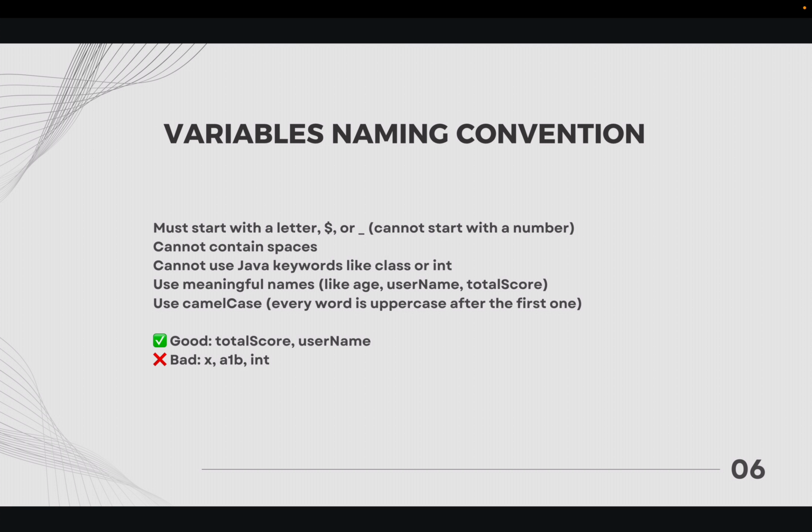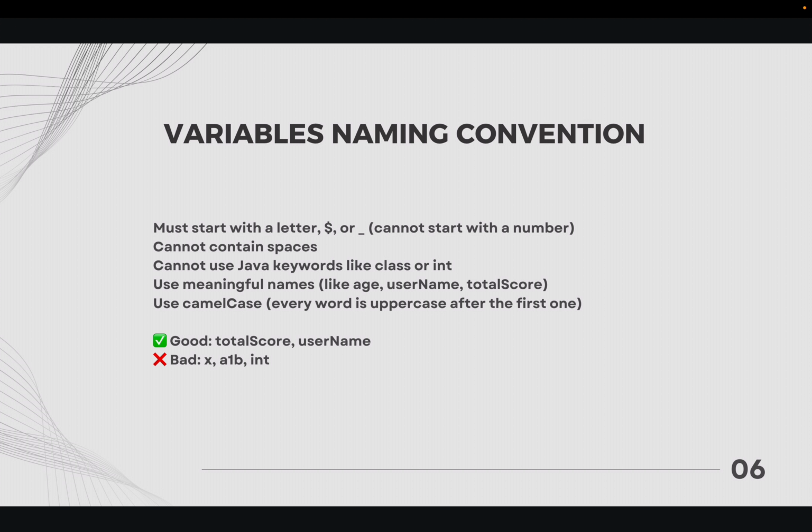Alright, now let's talk about variable naming conventions. We already discussed some naming conventions for class, method, and package in the previous video. Let's now discuss some best practices for variable naming conventions. A variable must start with a letter, $, or underscore, and it cannot start with a number. It cannot contain spaces. You cannot use Java keywords like class or int as the name of a variable. Try to use meaningful names, for example, age, username, total score, so every person who reads your code can understand.